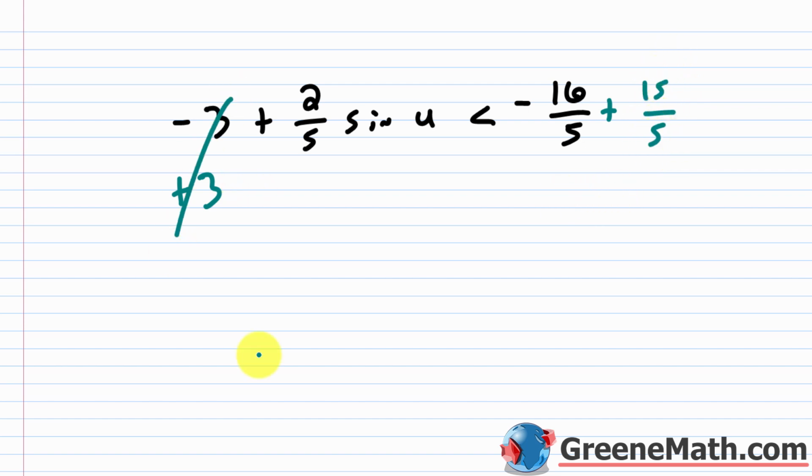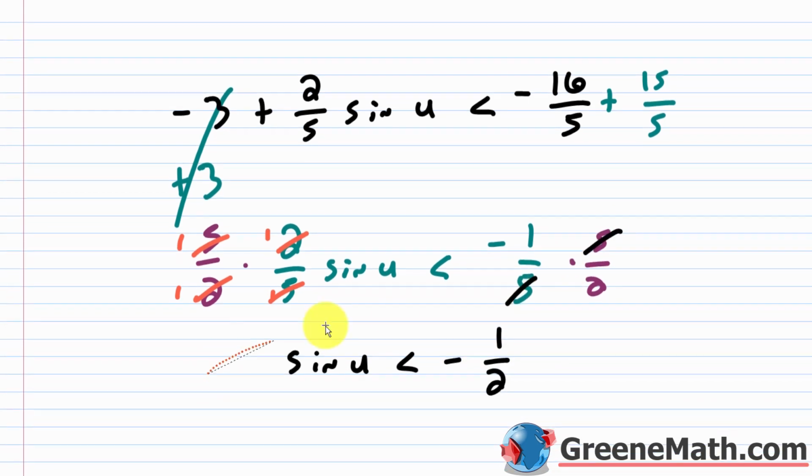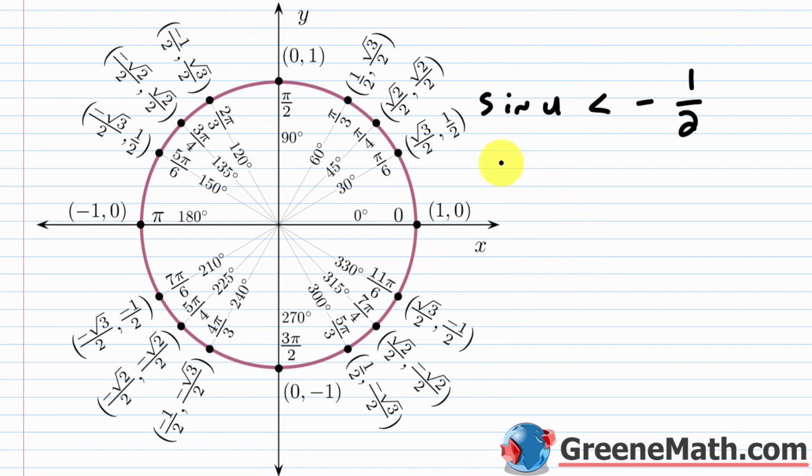And basically, this would cancel over here. You would have 2/5, and then sine of u is less than negative 16 plus 15. That's going to be negative 1. So this right here would be negative 1/5. Now what I would do, because I have 2/5 that's multiplying the sine of u, I would go ahead and multiply both sides by 5/2, so the reciprocal there. And let's see what that does. So basically, these are all going to cancel. So you're just going to have a 1 there. So 1 times the sine of u is just the sine of u. So the sine of u is less than. The 5's would cancel. So this is negative 1/2. Okay, let's come down here and paste this in. So again, you would ask the question, where is the sine of u equal to negative 1/2?